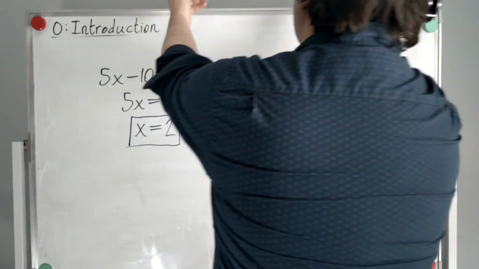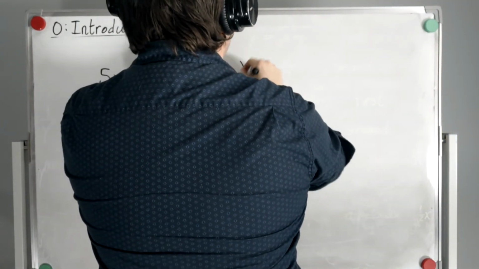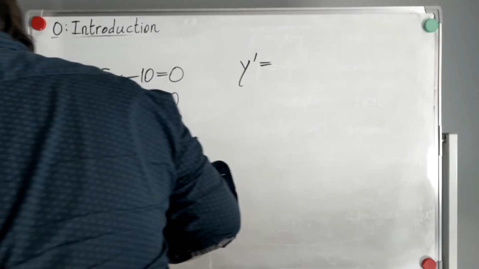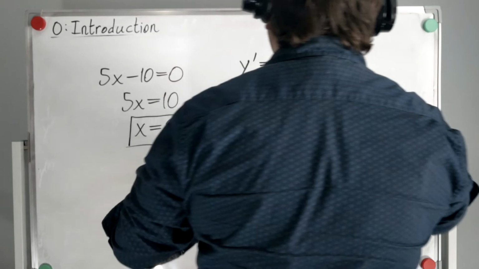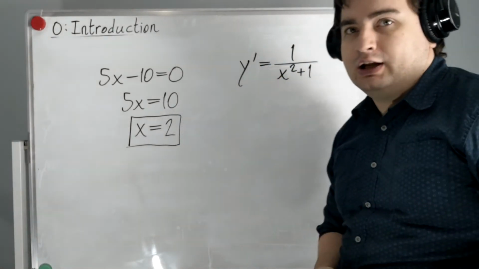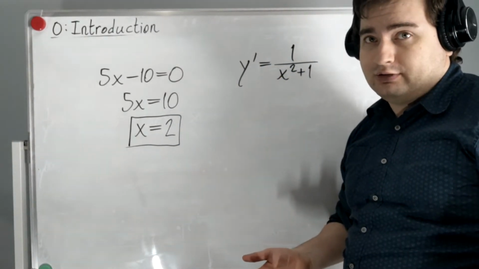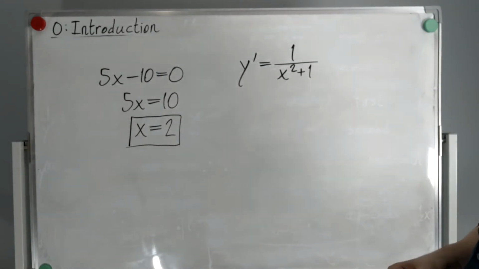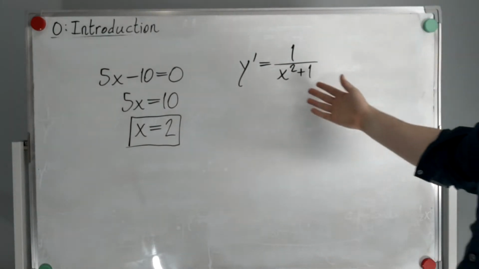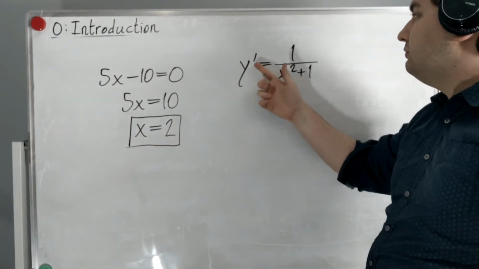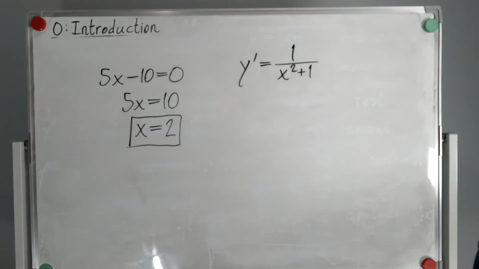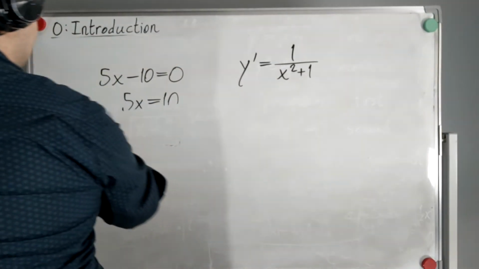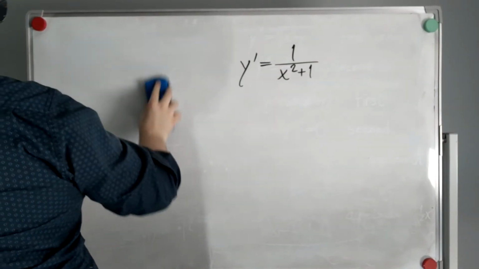So for us, when I give you something like y prime equals 1 over x squared plus 1, for instance, I'm not looking for just a number. Okay? Just a number would be insufficient. What we want is a function whose derivative is 1 over x squared plus 1. Okay? And with all that said, I think we are ready to get into our first chapter.